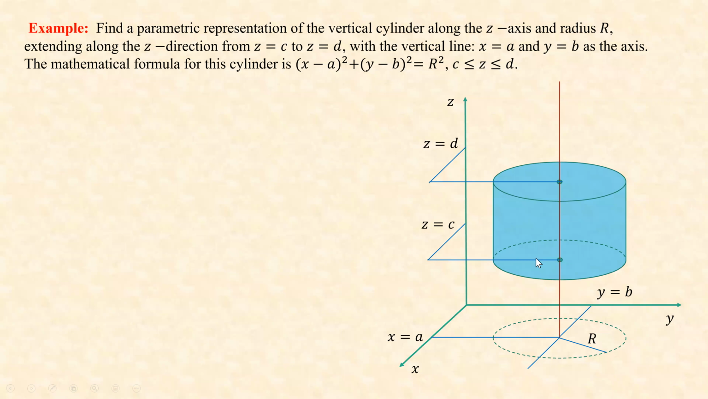Suppose we have this cylinder that is above this circle of radius r in the xy plane. The axis of the cylinder is parallel to the z axis and is above this circle. The circle is centered at x equal to a and y equal to b, and has a radius r. And the cylinder is above this from z equal to c to z equal to d. So the equation of the cylinder is (x minus a) squared plus (y minus b) squared equal to r squared, and z is between c and d. So it means the cylindrical part of this, not the caps. All right?